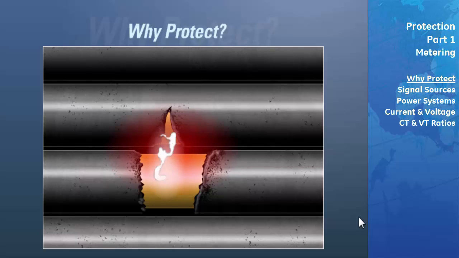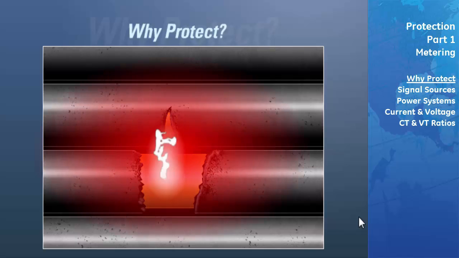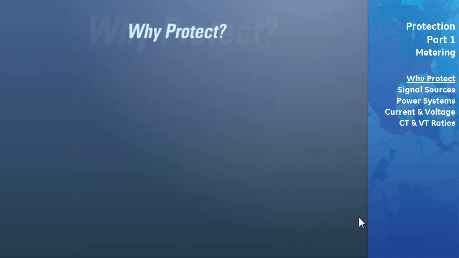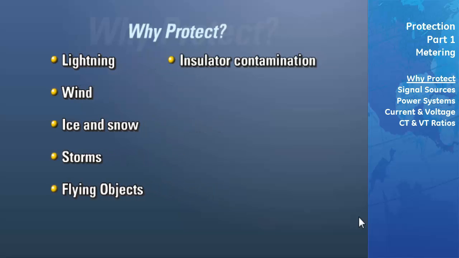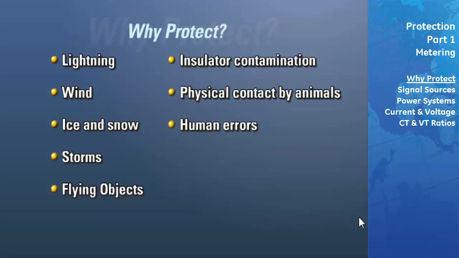the fault current will increase even further. As the level of fault current increases, the temperature will rise to a level that will melt the conductors and burn the steel laminations, resulting in catastrophic damage to this inadequately protected transformer. There are many causes of power system faults: lightning, wind, ice and snow, storms, flying objects, insulator contamination, physical contact by animals, human errors, falling trees, and aging insulation, to mention a few.